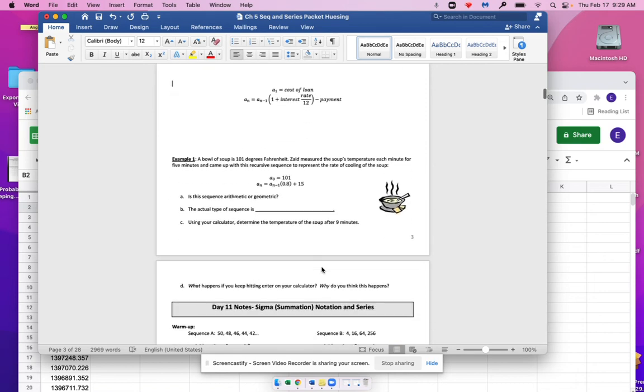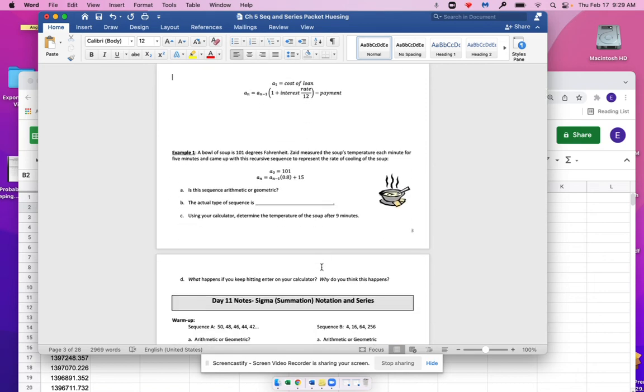So the last one we're going to look at is a bowl of soup that is 101 degrees Fahrenheit. Zaid measured the soup temperature each minute for 5 minutes and came up with this recursive sequence. So if we look at that, is it arithmetic or geometric? Well, we're multiplying and adding, so it's neither. So this is really called a shifted geometric. And then how long is it after 9 minutes?